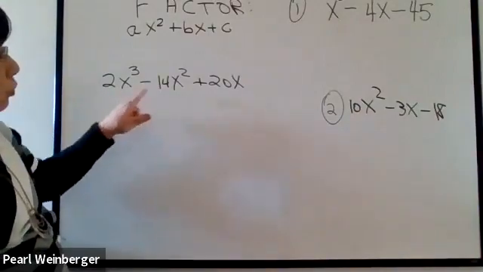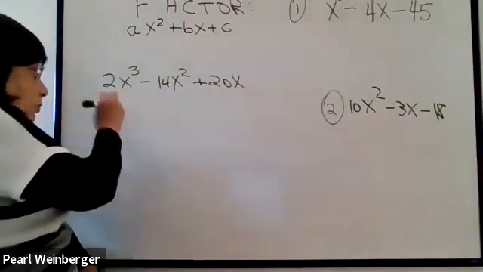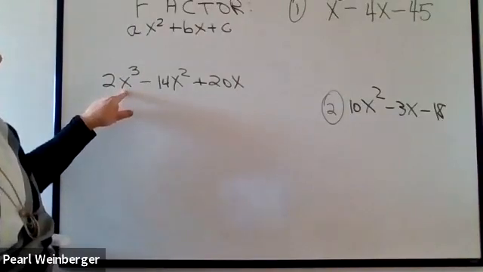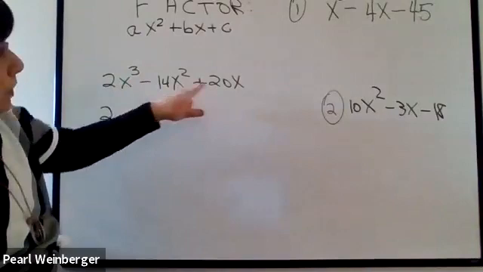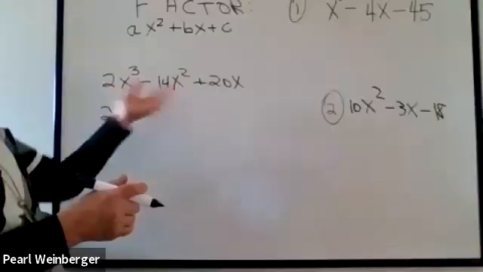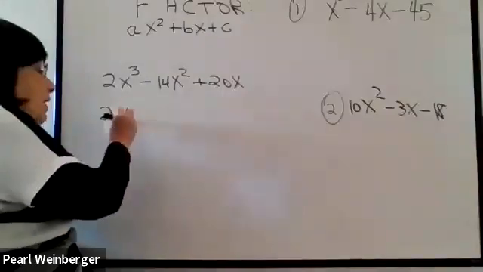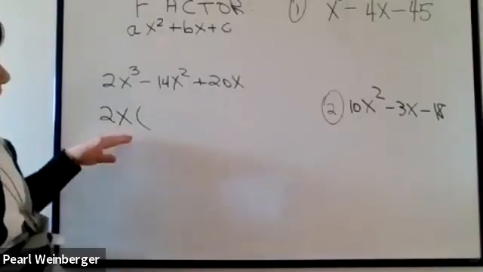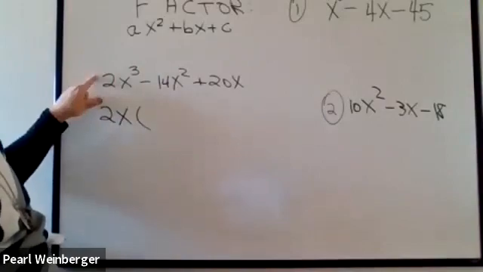Now, if I look at this, I have a 2, a 14, and a 20. The 2 goes into all of those terms. And then I look at the variables. There's an x cubed, an x squared, and an x. All of them have an x. So therefore, I have a common factor of x. The lowest exponent is the plain x, which is x to the 1. So I have a common factor of 2x. And that's my first step.